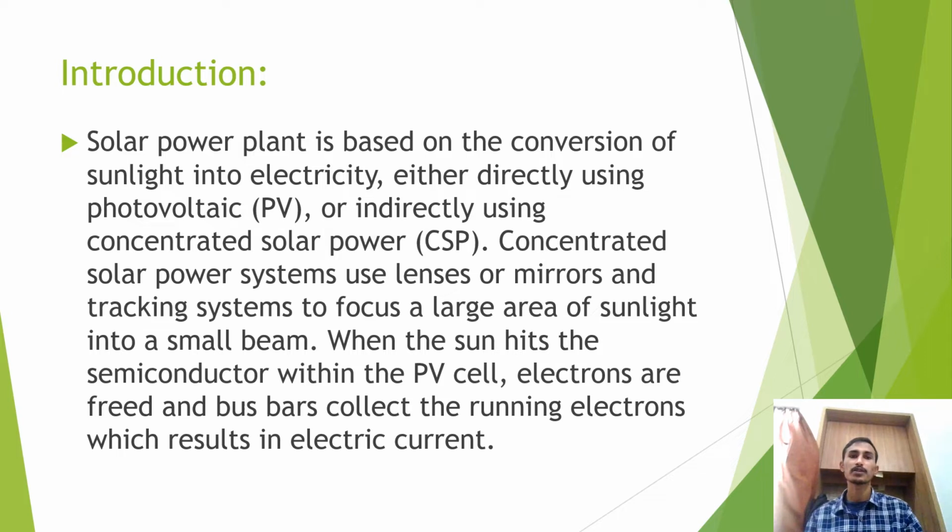Solar power plant is based on the conversion of sunlight into electricity, either direct use of photovoltaic or indirect use of concentrated solar power. Concentrated solar power systems use lenses or mirrors and a tracking system to focus a large area of sunlight into a beam. When the sunlight hits the semiconductor within the PV cell, electrons are freed and the busbar collects the running electrons, which results in the electric current.